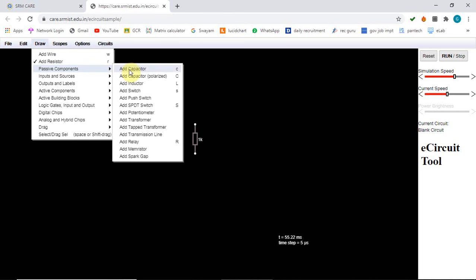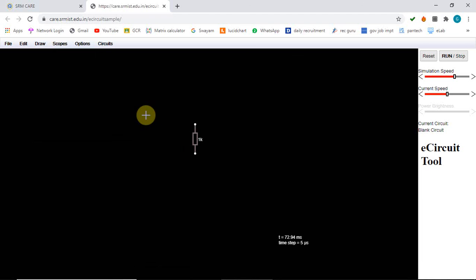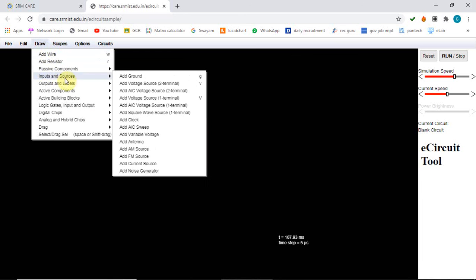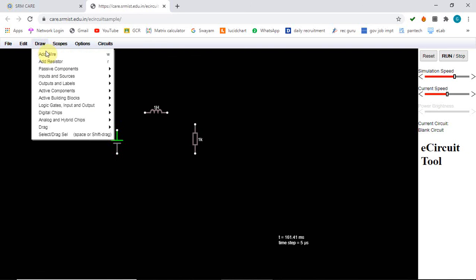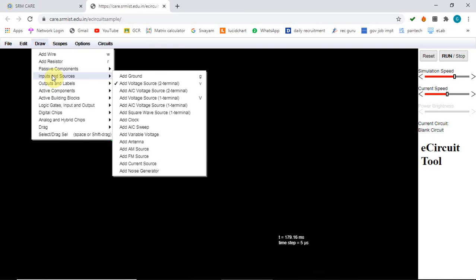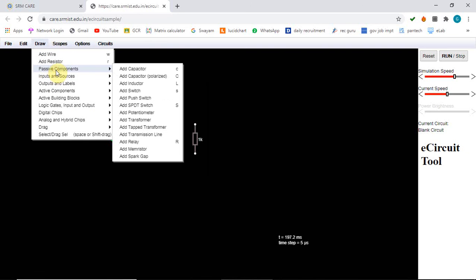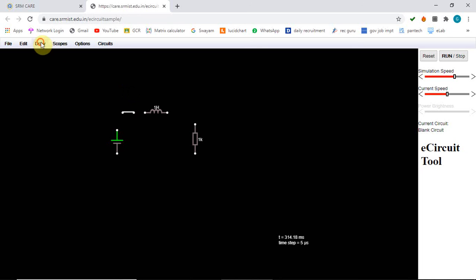Under passive components you can find the inductor. Then from inputs you can take and add a voltage source. And then again, under passive components you will have a switch. Now connect everything using a wire. Once after connecting, you just stop the simulation.